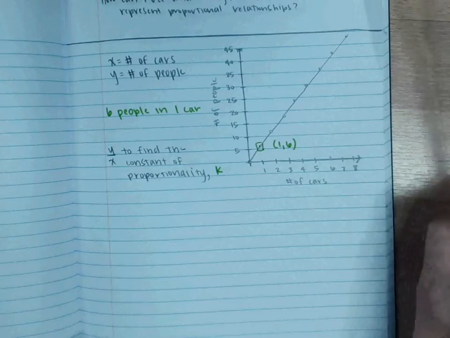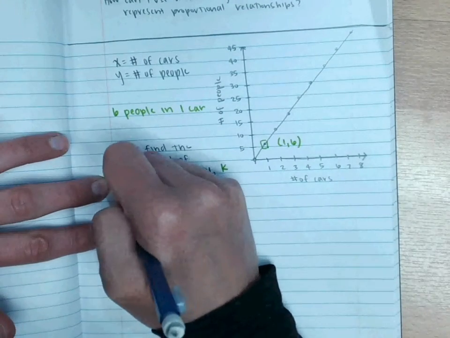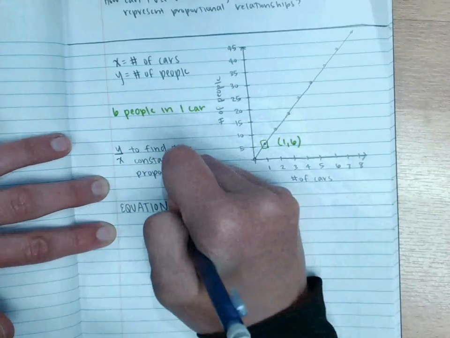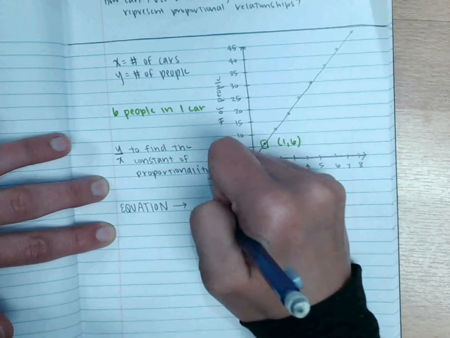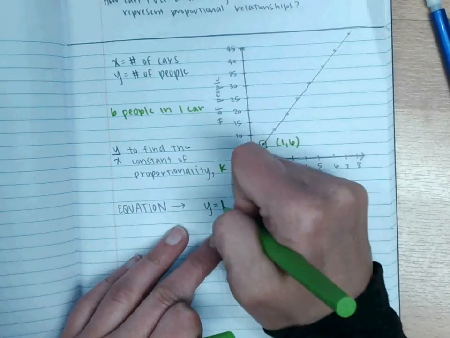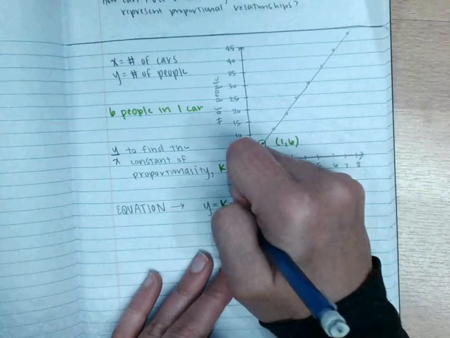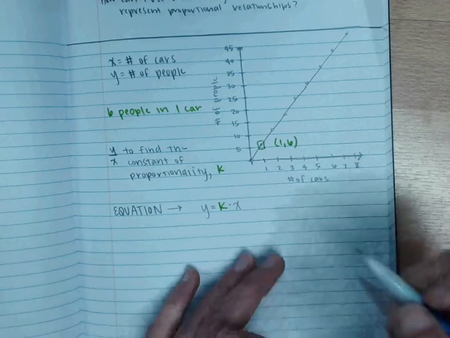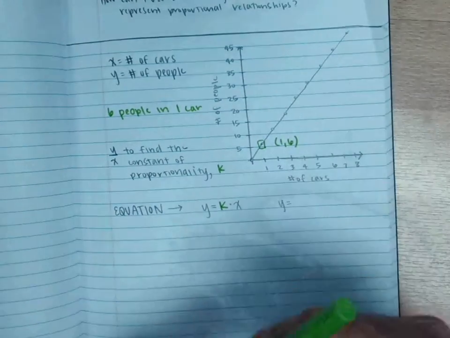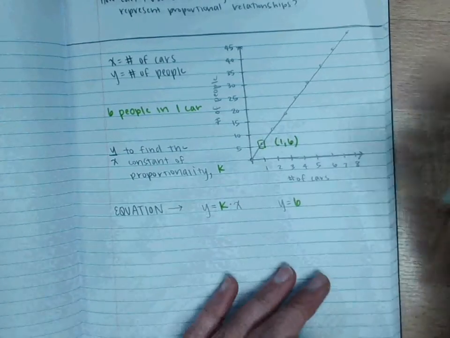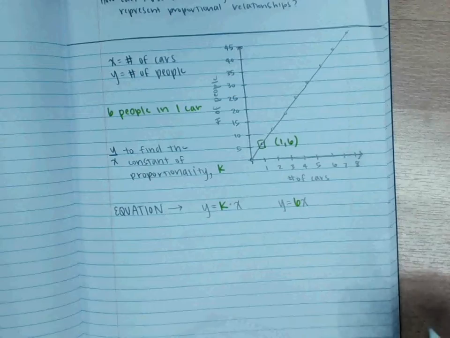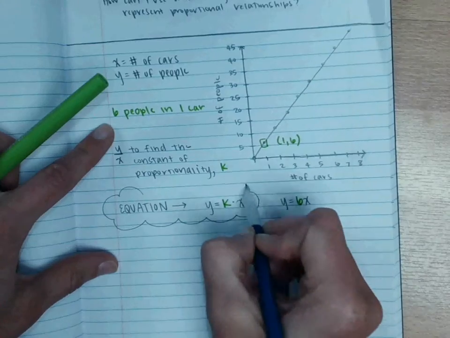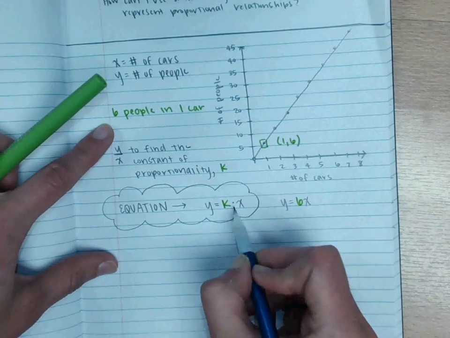So, our equation will always look like y equals k times x. In this case, it's y equals 6x. But it will always have that same form. y equals the unit rate times the x variable.